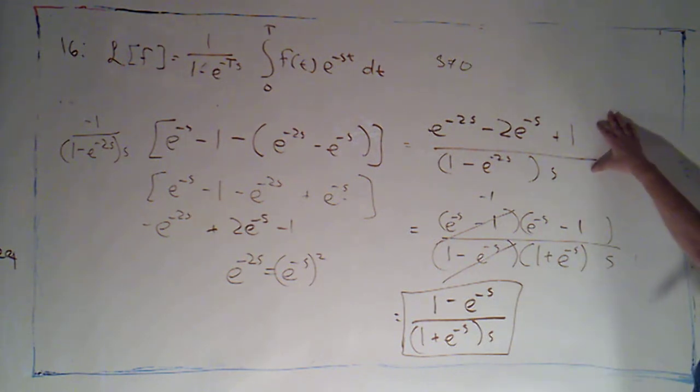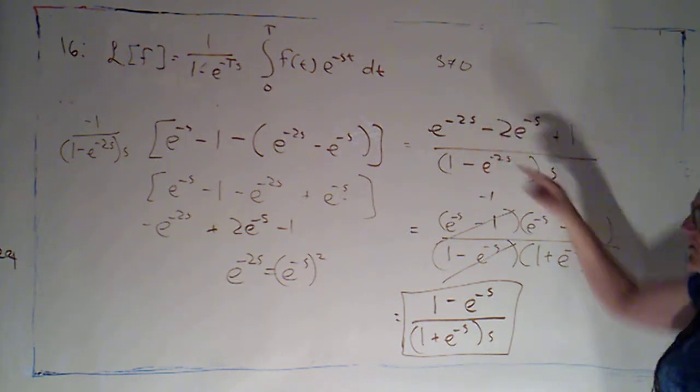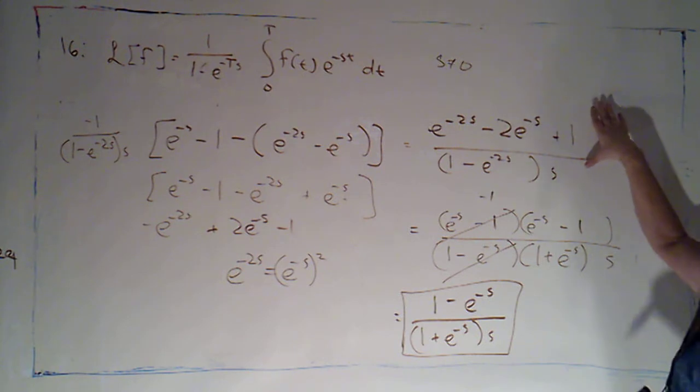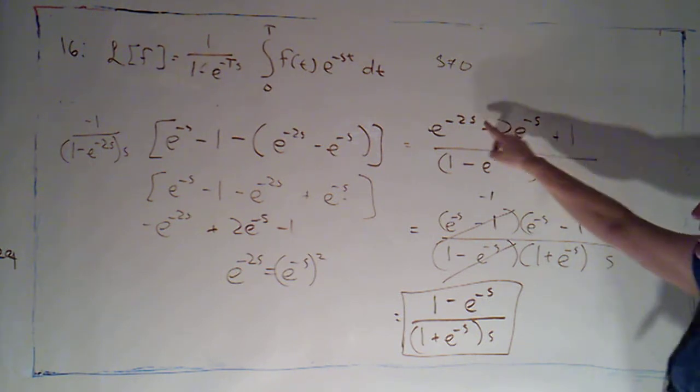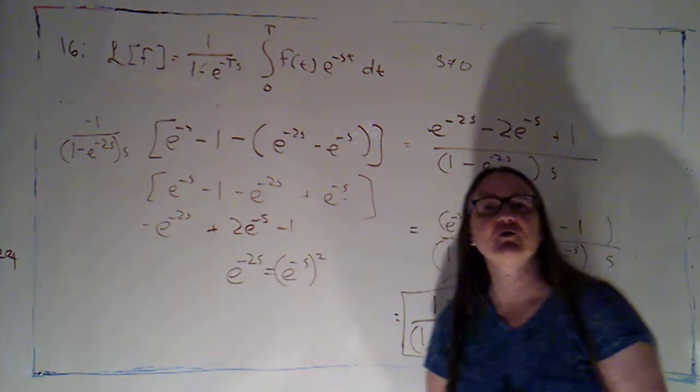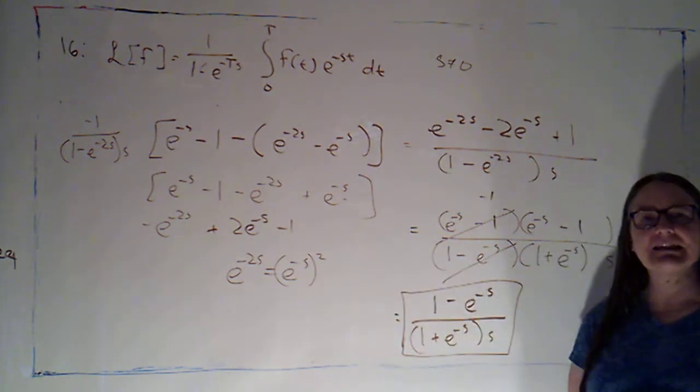If you get to this point, you're like, wait, where are the 2's? The period is 2. It's just that you can factor and cancel if you remember that e to the negative 2s is actually e to the negative s squared.